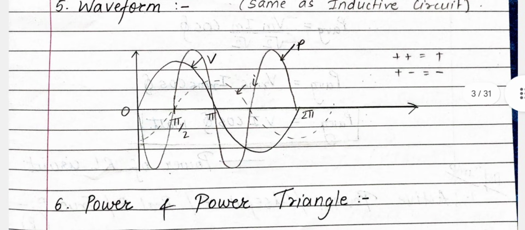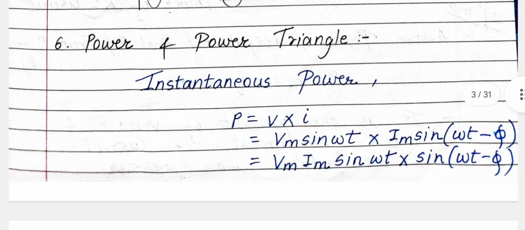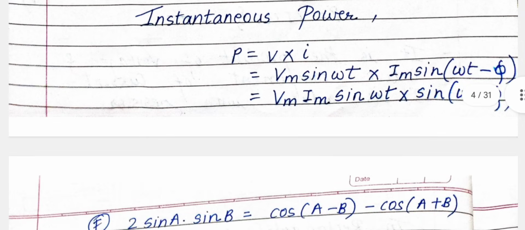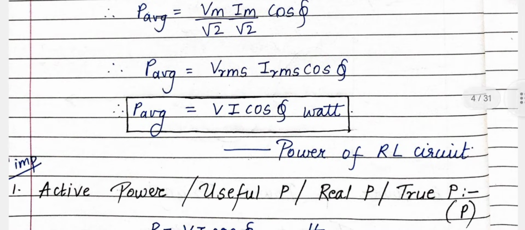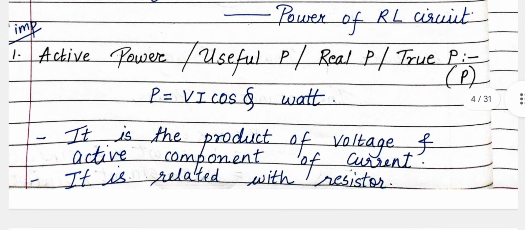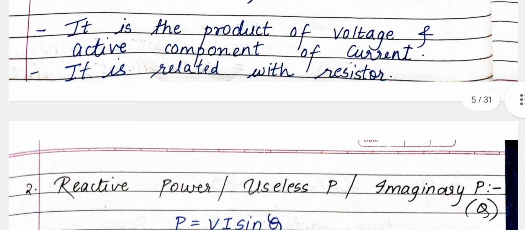Okay, then this waveform is very similar, and you can say that it is exactly the same as that of the AC circuit due to pure inductance. Okay, that waveform you have to draw here. And then power and power triangle is the part in which you have to derive the power equation. From this you can derive the power equation like this, and you will get P average, which is equal to VI cos phi. And from here you have to derive active power, reactive power, and apparent power.